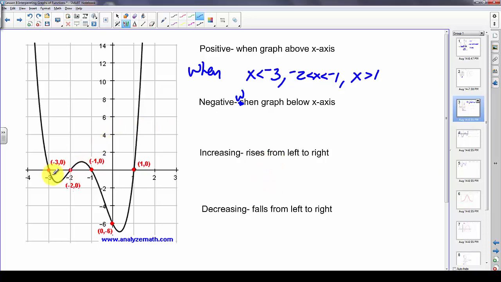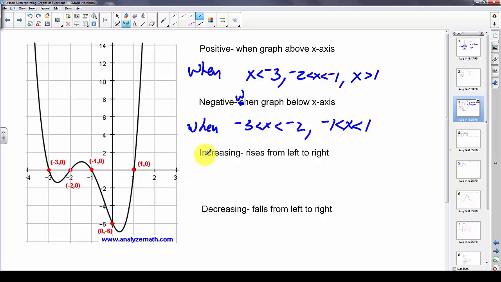When it's negative is when it's below, and you'll see it's below between an x value of -3 and -2. So I can say it's negative when x is greater than -3 but less than -2. And it's also underneath between values of -1 and 1 for x. So -1 is less than x, which is less than 1.